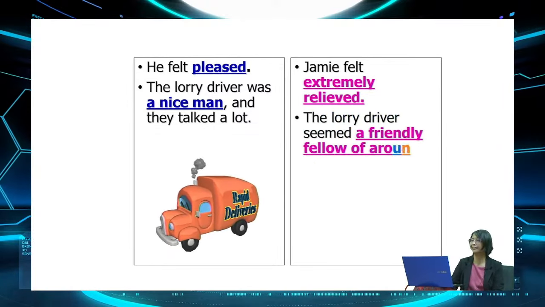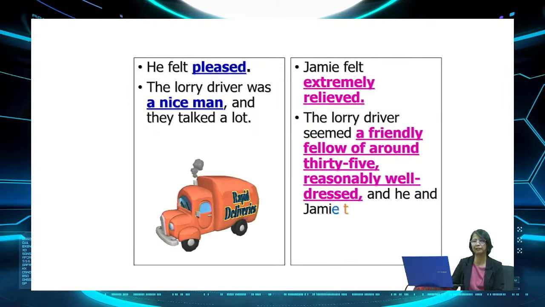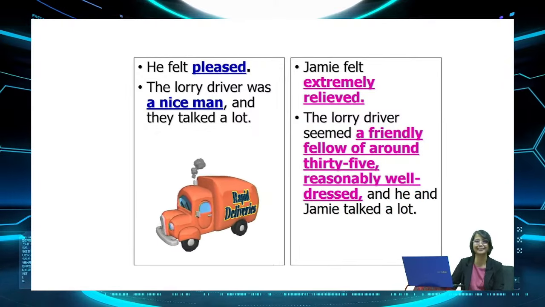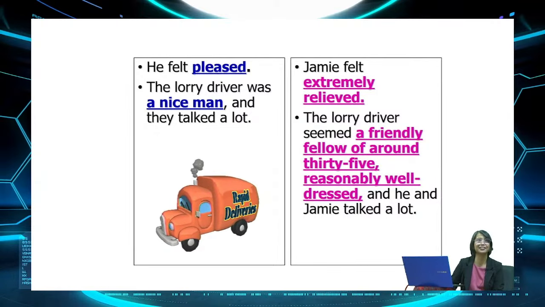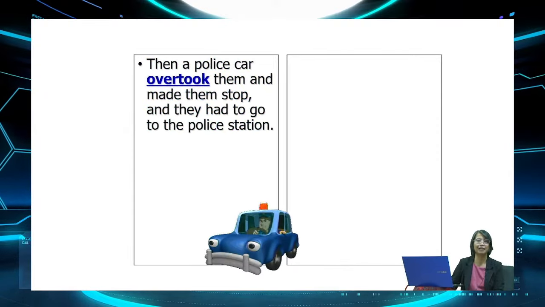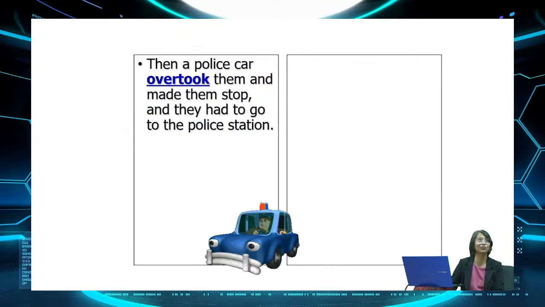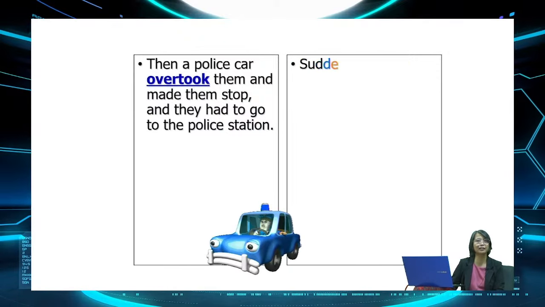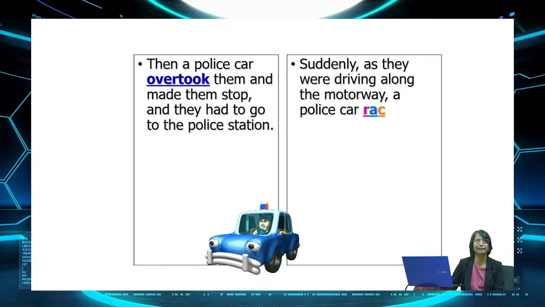So here, the lorry driver seemed a friendly fellow of around 35, reasonably well-dressed, and he and Jamie talked a lot. Okay, then a police car overtook them and made them stop. And they had to go to the police station. Okay, overtook. Usually, what does a police car do?